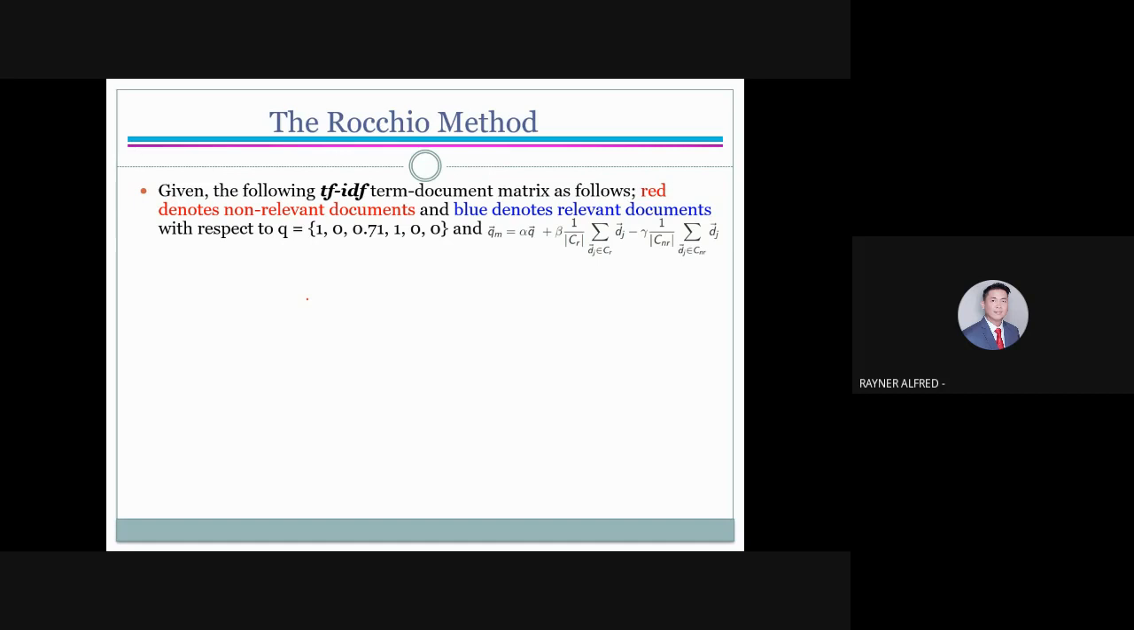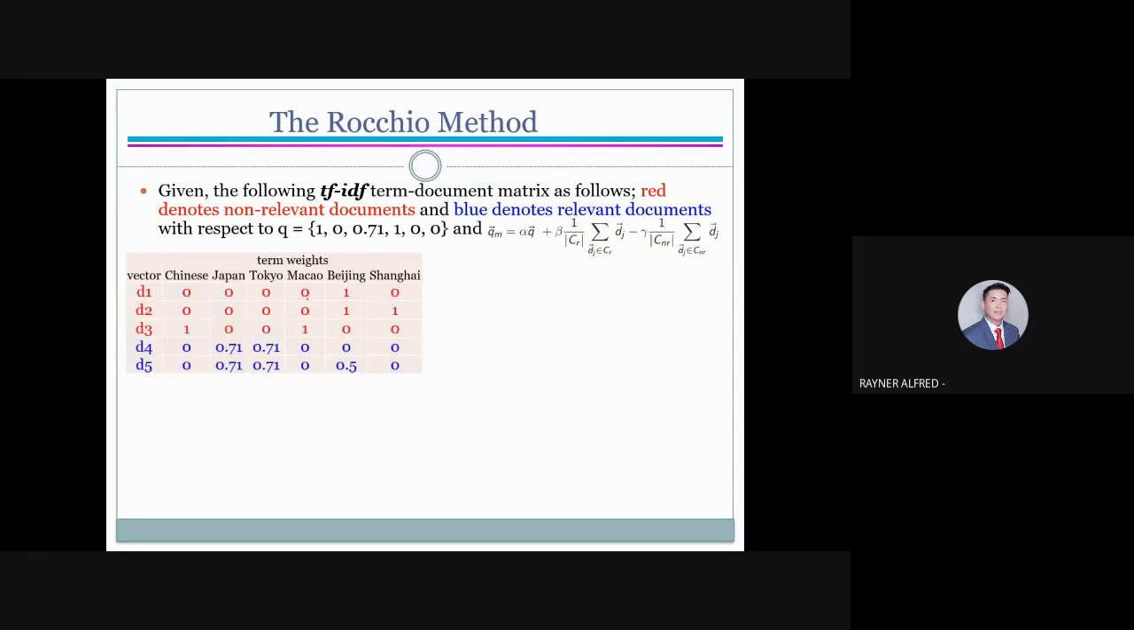Okay, let's suppose we have this query. Let's suppose we have this weightage. This is the TF-IDF for the query. This is the weightage for each of the terms: Chinese, Japan, Tokyo, Macau, Beijing, Shanghai. And we have the red one. The red one denotes the non-relevant document. So this is non-relevant, and this is the relevant document. Okay.